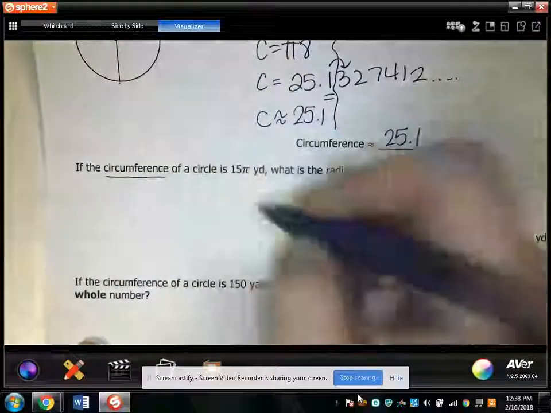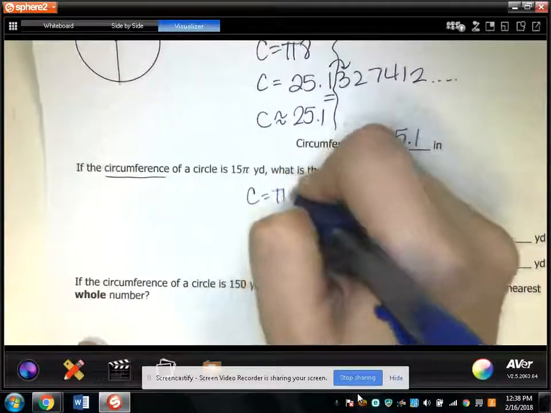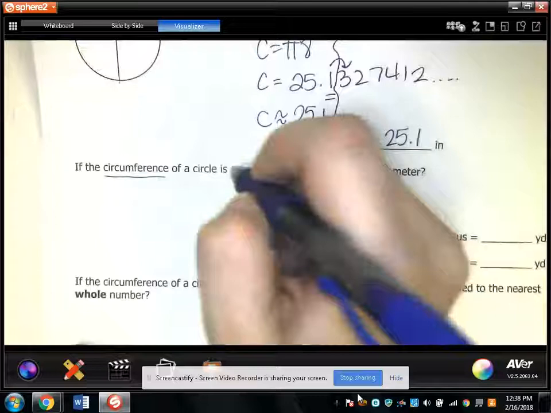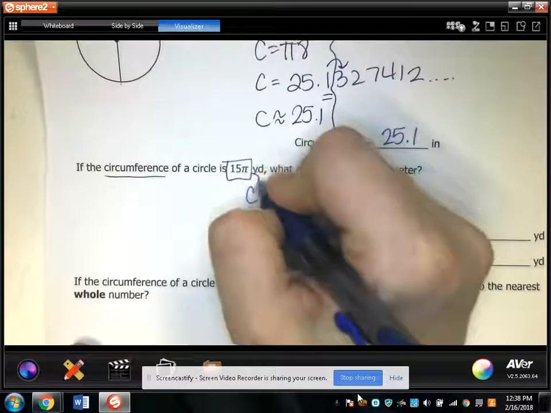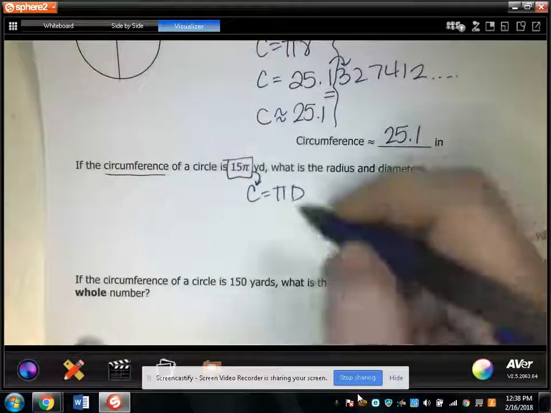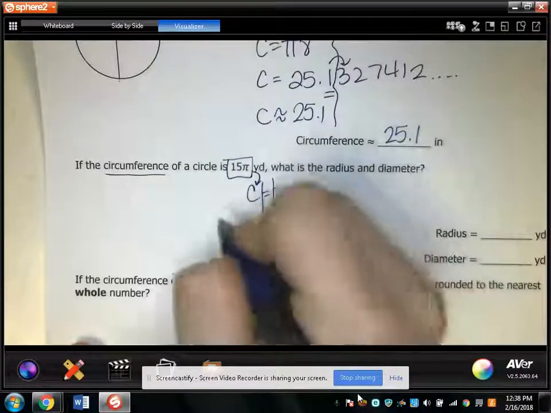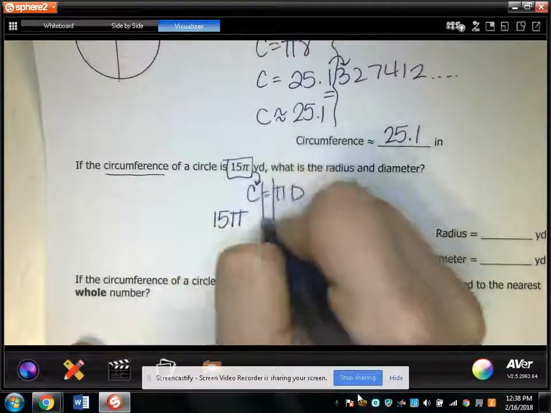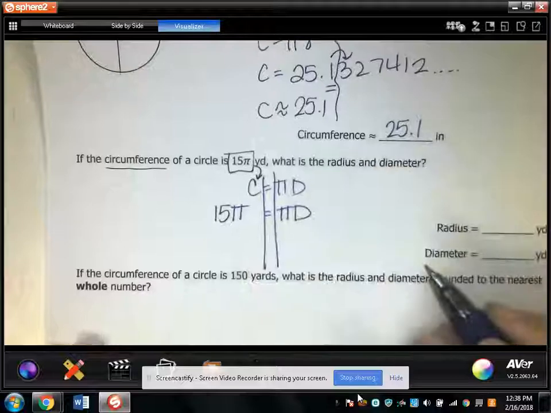If the circumference of a circle is 15 pi yards, what is its radius and diameter? Well, since we're talking about circumference, you can always start with the circumference formula. And they're telling you the circumference is 15 pi. So I'm going to plug 15 pi in for C, circumference. So 15 pi equals pi times the diameter.